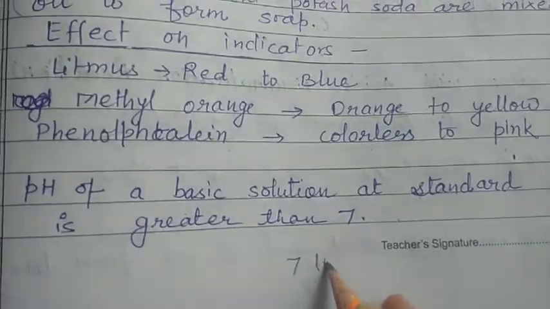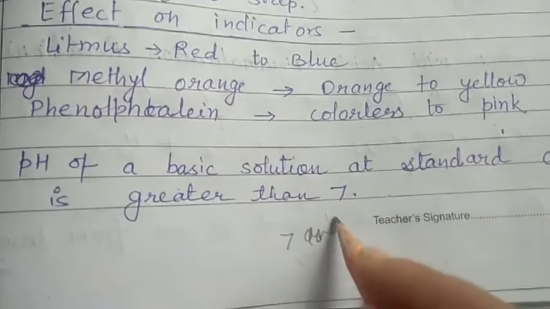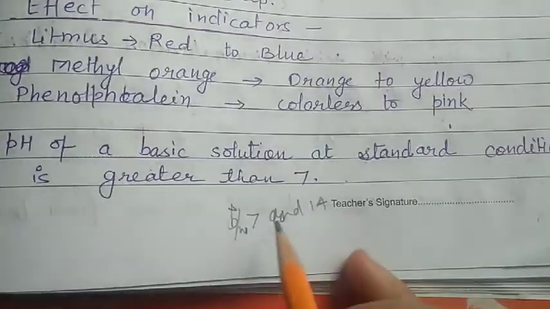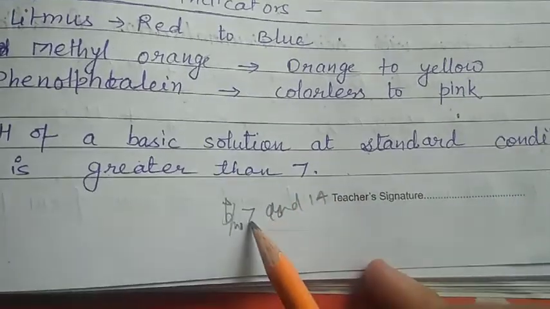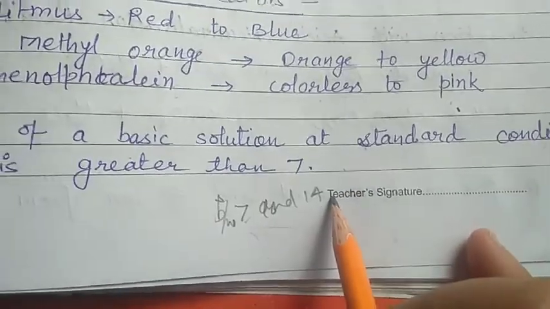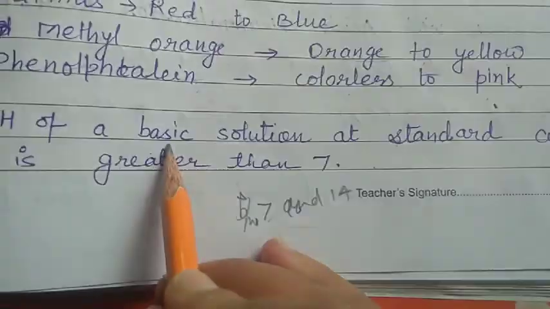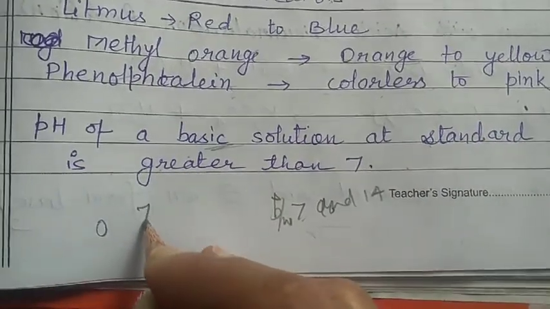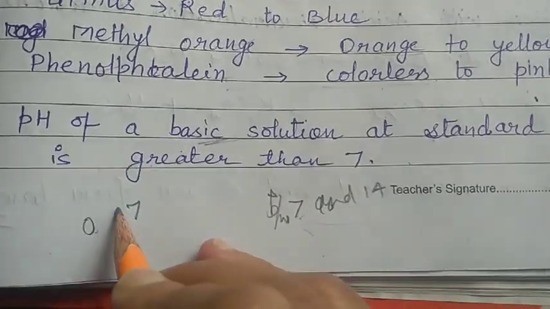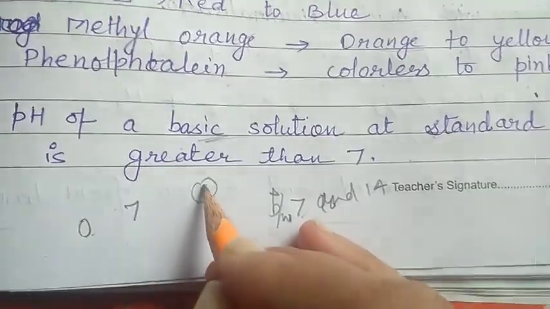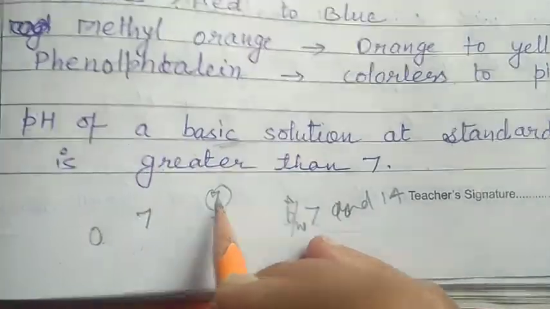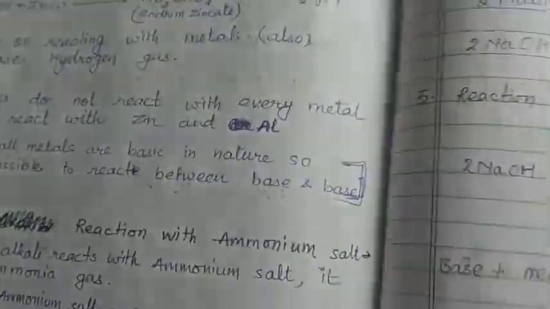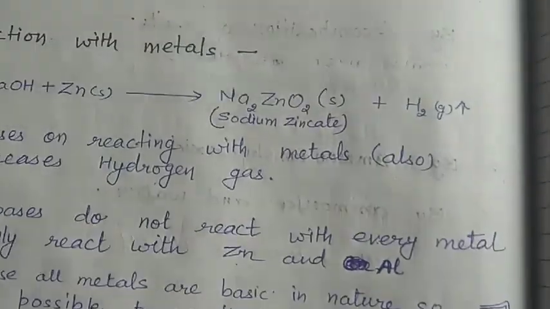Actually, we'll say between 7 and 14. So, if the pH value of a solution is between 7 and 14, that means that solution is basic in nature. If the pH value is between 0 and 7, that means the solution is acidic in nature. And if it is exactly 7, then it is neutral. Not acidic, not basic.